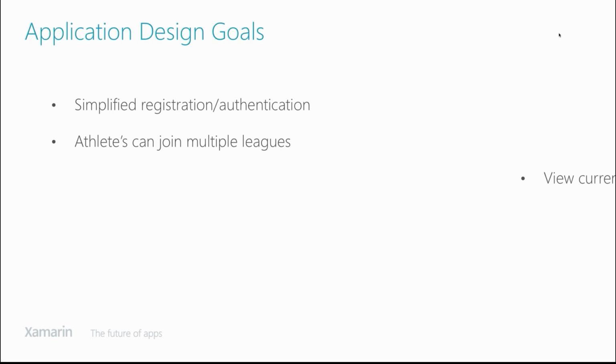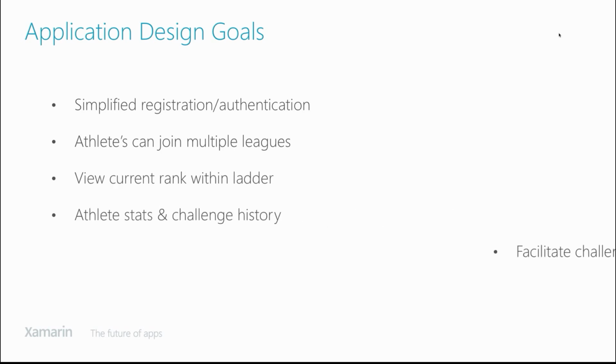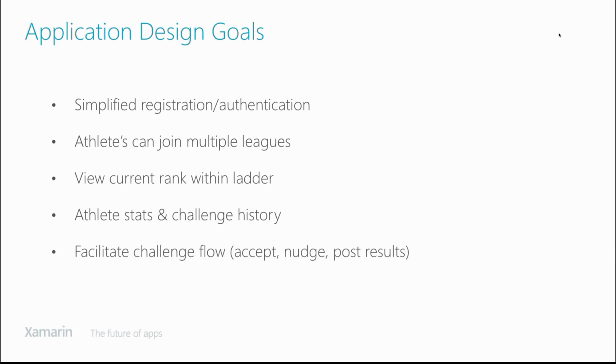I wanted the athletes, you become an athlete when you join, even though we're playing ping pong. You're an athlete and you can join multiple leagues, so I wanted that to be an option. You can view the current rank of any player within any ladder or any league. And then athletes will be able to see their previous stats and their challenge history. So you should be able to see the previous games that you've played and who won and who lost. And then finally, the application needs to facilitate the challenge flow and what happens when the challenge ends.